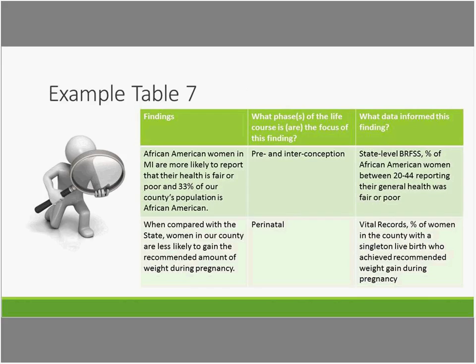So we state a finding in a sentence like this: African American women in Michigan are more likely to report that their health is fair or poor. 33% of our county's population is African American. Phase of the life course reflected: pre and interconception care. And what data informed this finding: state level BRFS, the percent of African American women between 20 and 44 reporting their general health was fair or poor.